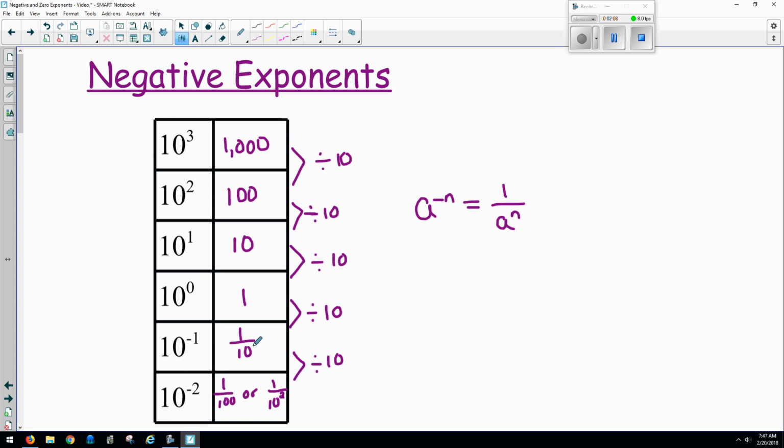This would actually be 10 to the first power. This is 10 squared in the denominator. Same thing happens if we have a negative exponent in the denominator. We're going to just relocate it, put it in the numerator, and make the exponent positive. So we'll see some examples of that in just a minute.